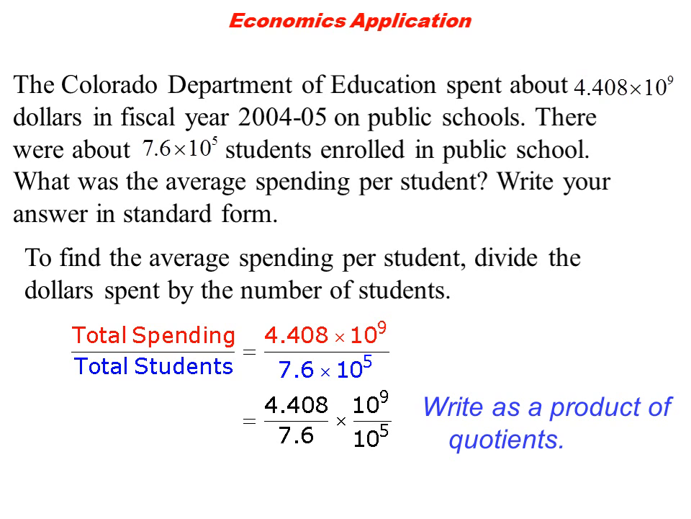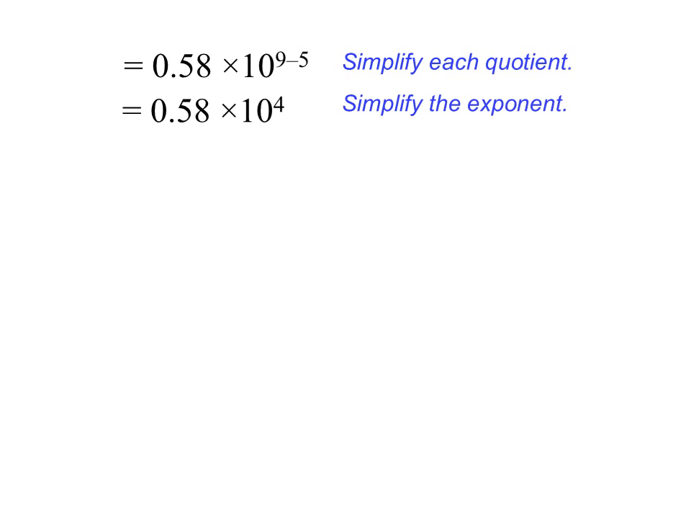Okay, and when we look at it now, look what happens. From 10 to the 9th, I'm going to subtract 10 to the 5th, and then you can use a calculator if you want to divide 4.408 divided by 7.6. Next slide. Here we go. So when I divide that number, I get 0.58. Now remember, 10 to the 9 minus 5 is going to be 10 to the 4, but that's not written in standard format. Of course, for me to write it in the right format, I need to move the decimal. So this is the final answer.